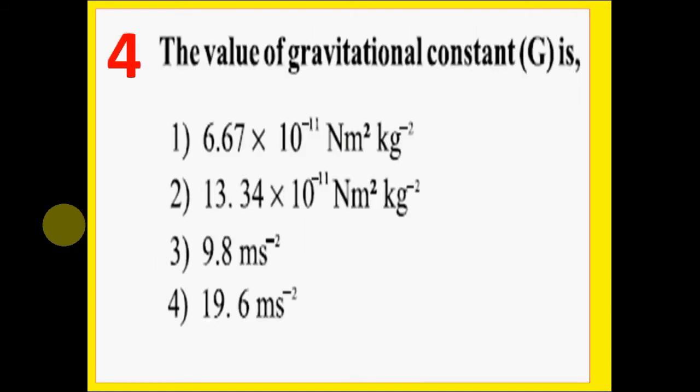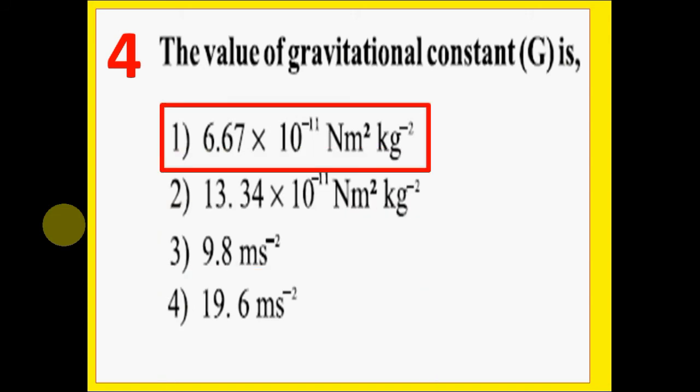Next question. Question 4. The value of gravitational constant G is: option 1, 6.67 × 10^-11 N m² kg^-2. Option 2, 13.34 × 10^-11 N m² kg^-2. Option 3, 9.8 m s^-2. Option 4, 16.6 m s^-2. Correct answer is option 1, 6.67 × 10^-11 N m² kg^-2.